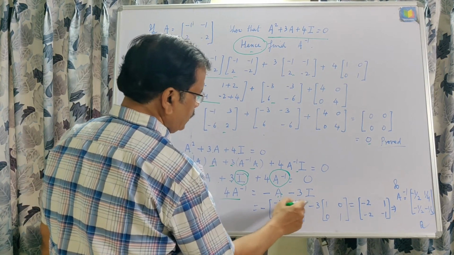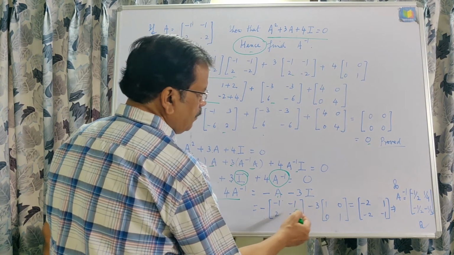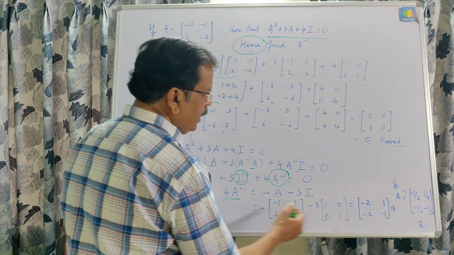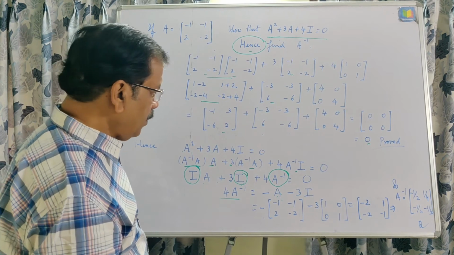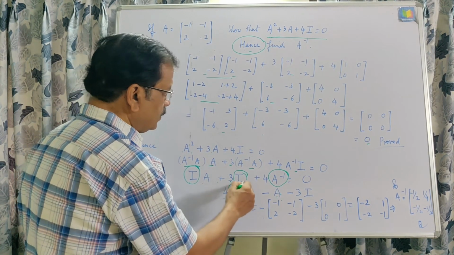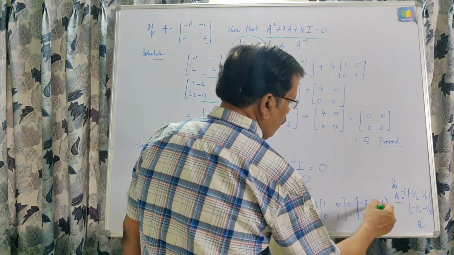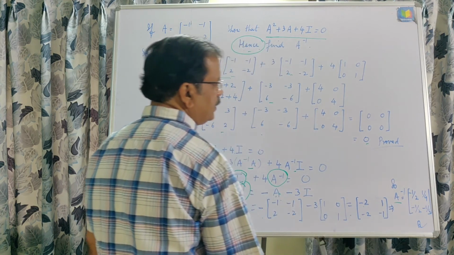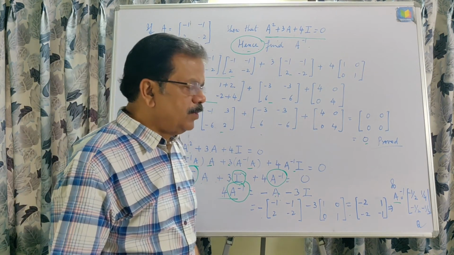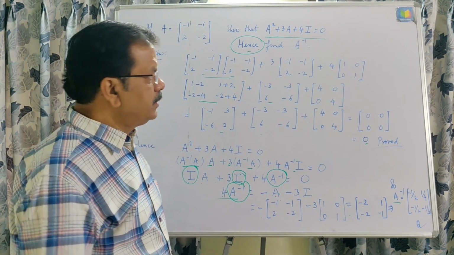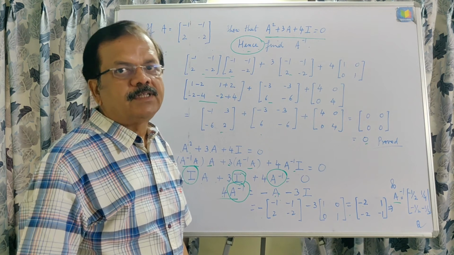[-1, -1; 2, -2] minus 3I, that is the unit matrix, and then solving after multiplying with the minus sign, we are getting 4A inverse is [-2, 1; -2, -1]. With the help of this we are getting A inverse is equal to 1 upon 4 of all the numbers. We are getting A inverse is equal to [-1/2, 1/4; -1/2, -1/4]. This is the second method, or another method, of inverse of a matrix.